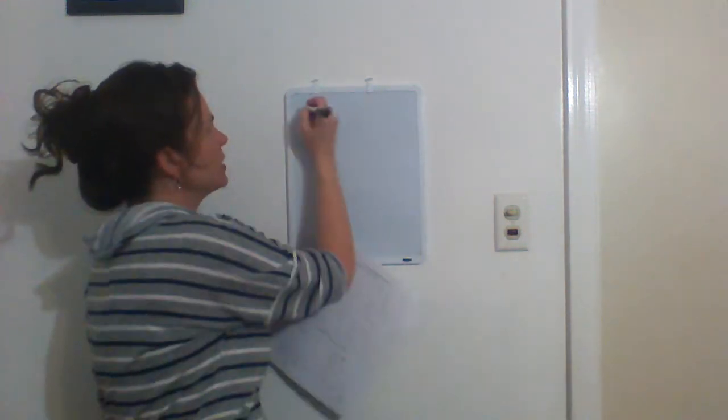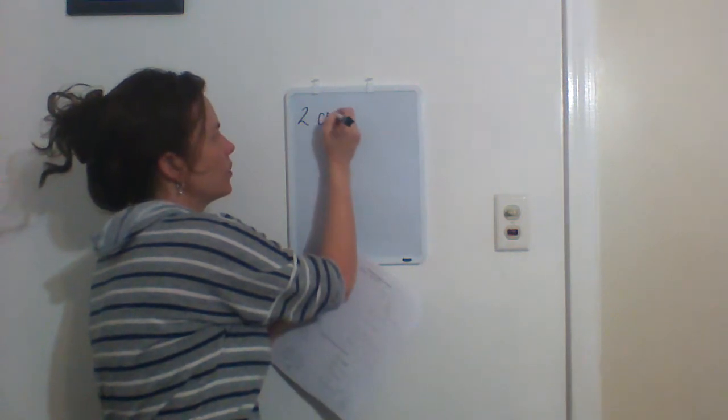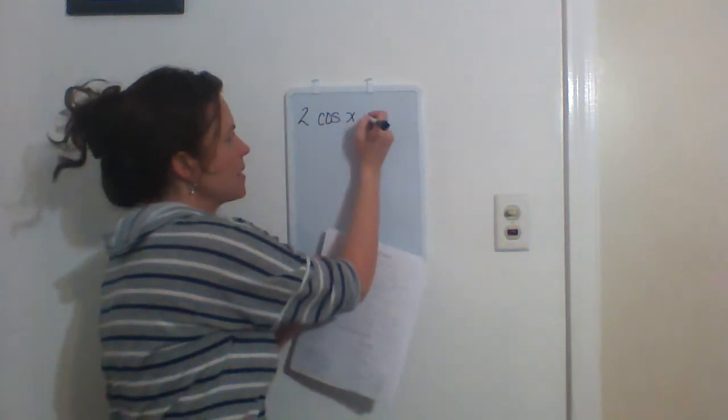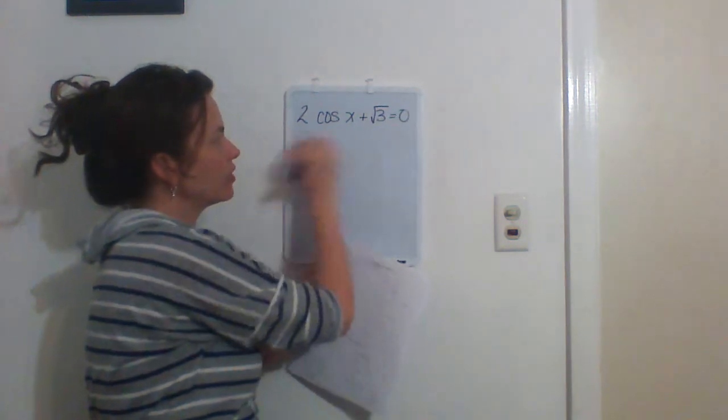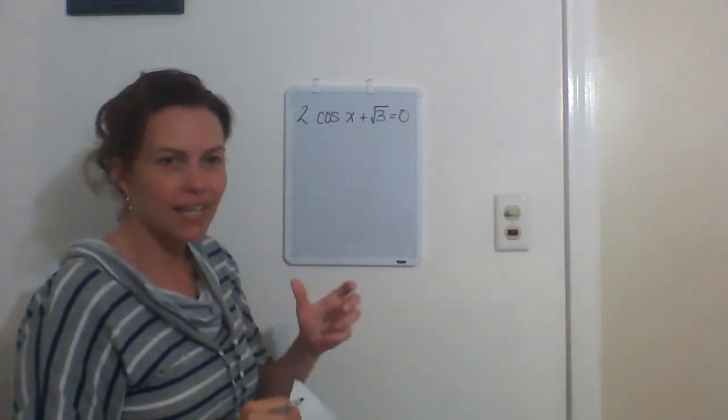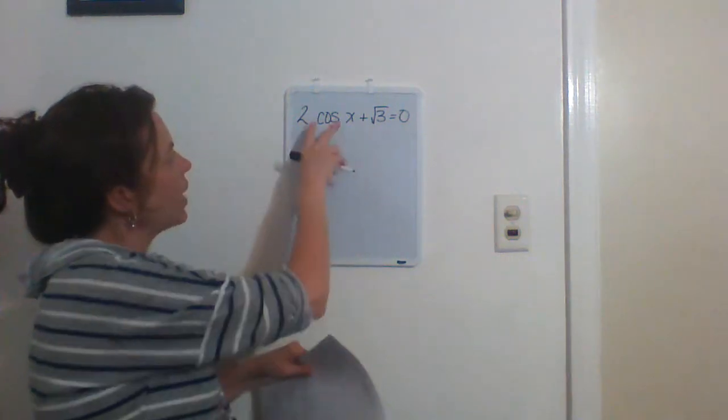These are equations with trigonometric functions in them, and what we're trying to do is to isolate the trigonometric function so that we can get that by itself so we can solve it.